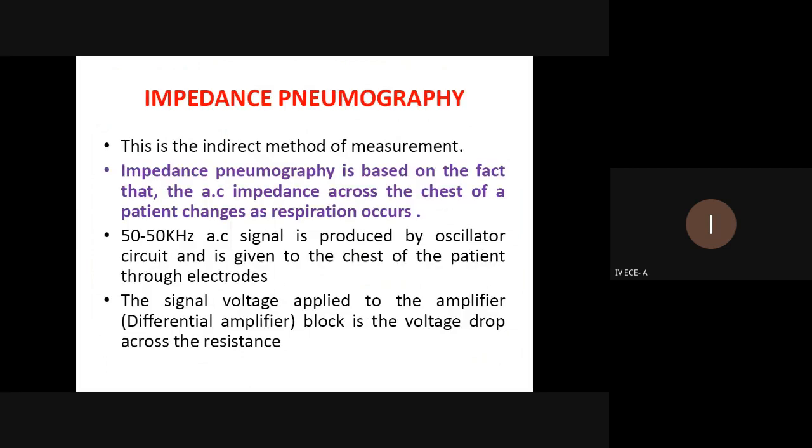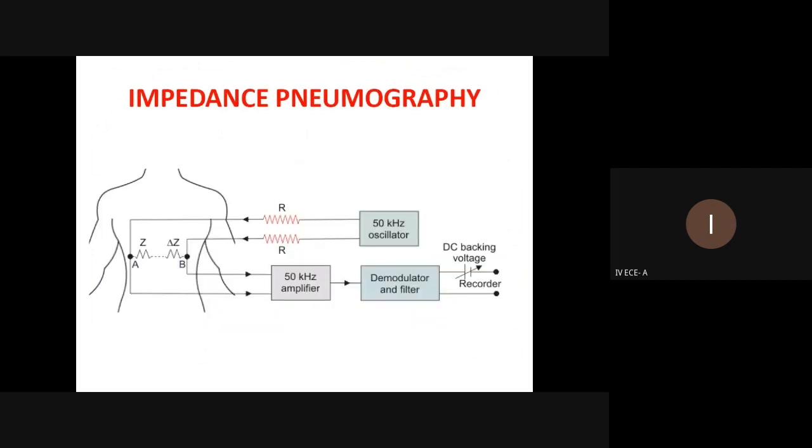Then impedance pneumography. This is an indirect method of measurement. Impedance pneumography is based on the fact that the AC impedance across the chest of a patient changes as respiration occurs, at about 50 kilohertz. The AC signal is produced by an oscillator circuit and is given to the chest of the patient.